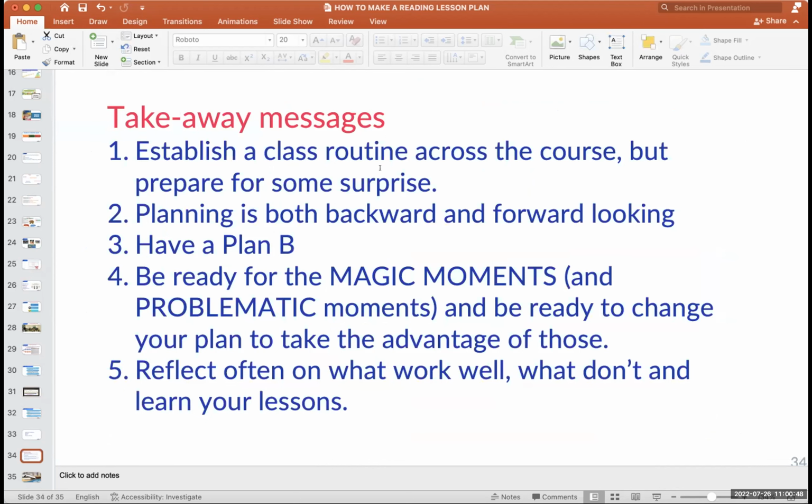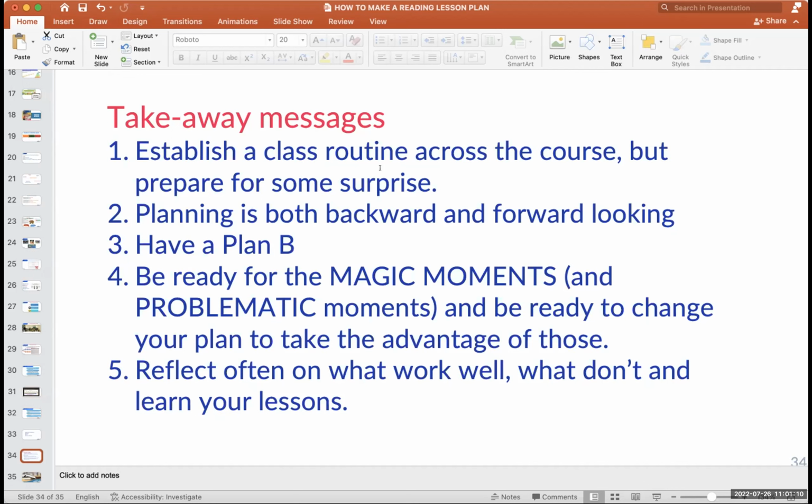Thì chúng ta xác định một routine cả một khóa học, nhưng sau đó ngoài ra chúng ta có những surprise for the student. Có thể buổi học đó chỉ tập trung vào việc having fun, build background knowledge cho các bạn ấy thôi, chứ không thực sự tập trung vào kỹ năng reading. Thì đấy là số 1.